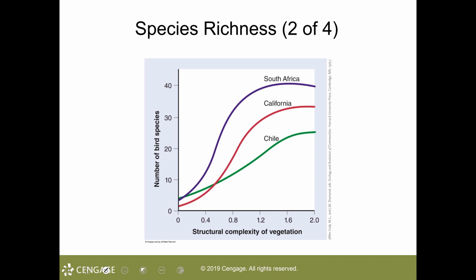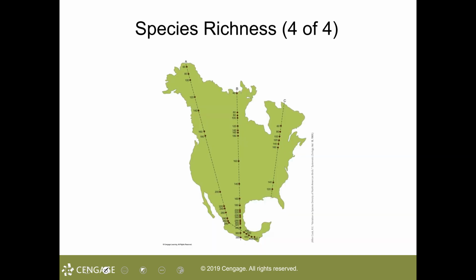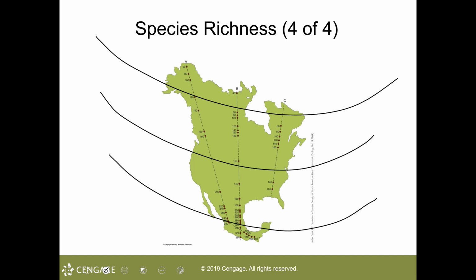So you can see here, class, the number of bird species is, of course, explained by structural complexity. So you have your response versus your predictor. So yes, structural complexity can, of course, predict the number of bird species. And here, class, you can see the distance from New Guinea and the percentage of species inhabiting different islands on this logarithmic scale. And here you can see the latitudinal gradient showing species richness compared to those over the latitudes.